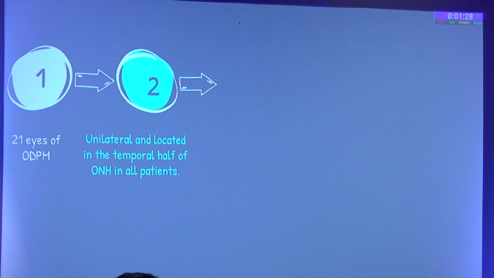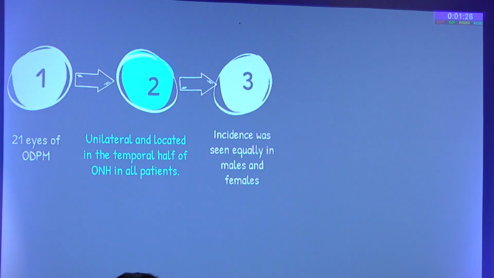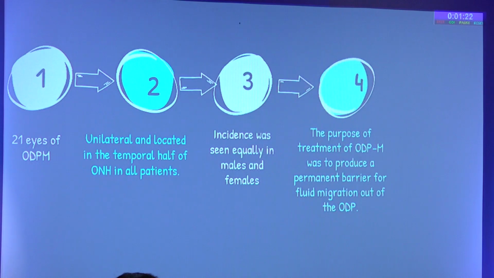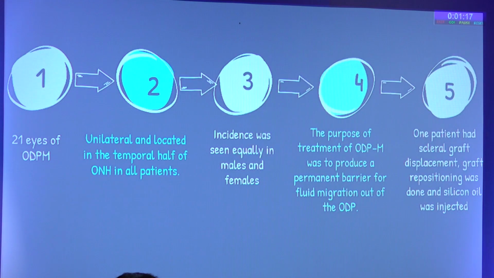They were unilateral and located in the temporal half of the ONH in all patients. Incidence was seen equally in males and females. The purpose of this treatment was to produce a permanent barrier for fluid migration out of the pit. And one patient had a scleral graft displacement, which was treated by repositioning of the graft and silicone oil injection.